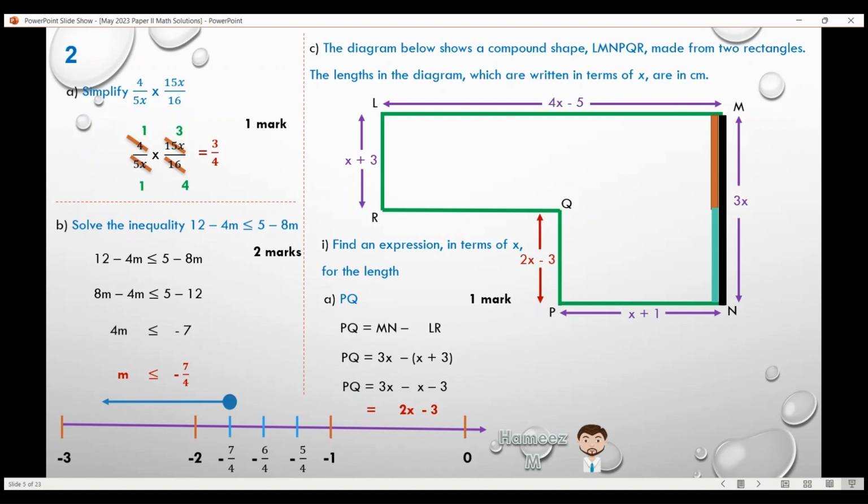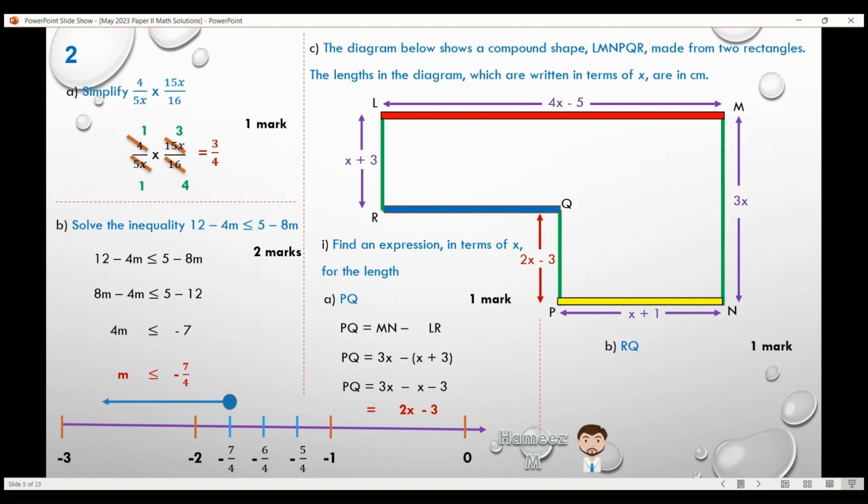As such, PQ is that length, 2x minus 3. Part B now, find an expression in terms of x for the length RQ. So RQ, we have that in blue. We don't know that length. That's going horizontally, or left to right. But we know the entire length LM in red and PN in yellow.